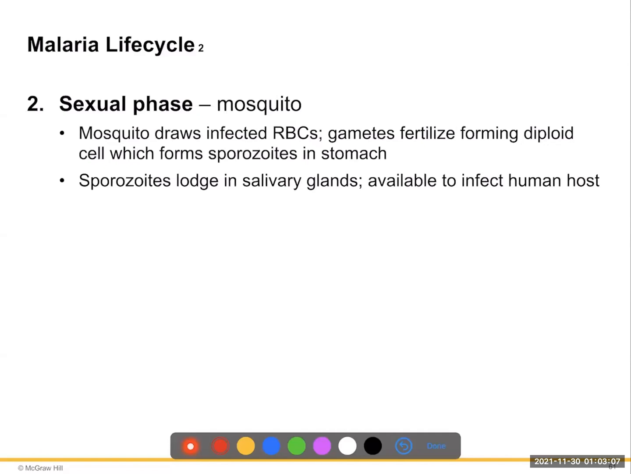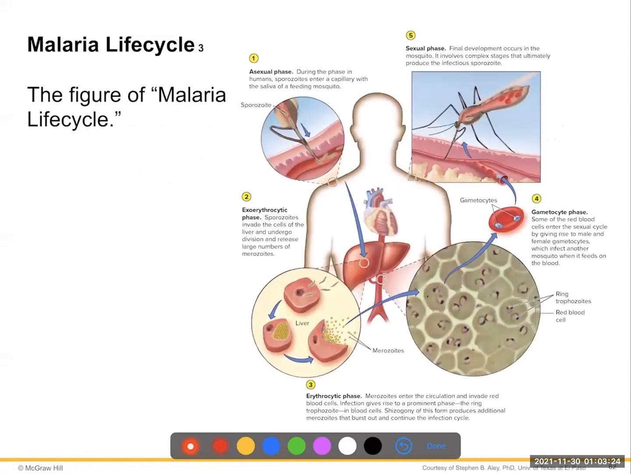So as the mosquito bites, the salivary glands have the parasite from the diploid cells. The sporocytes come from the stomach of it into its salivary gland, so it can be transmitted into the human host when it bites. Okay, so the asexual phase.